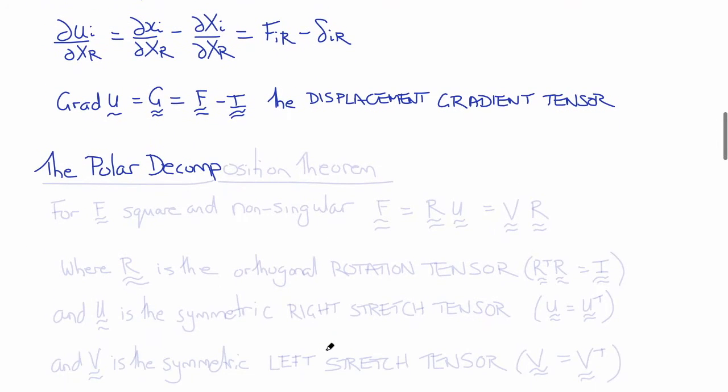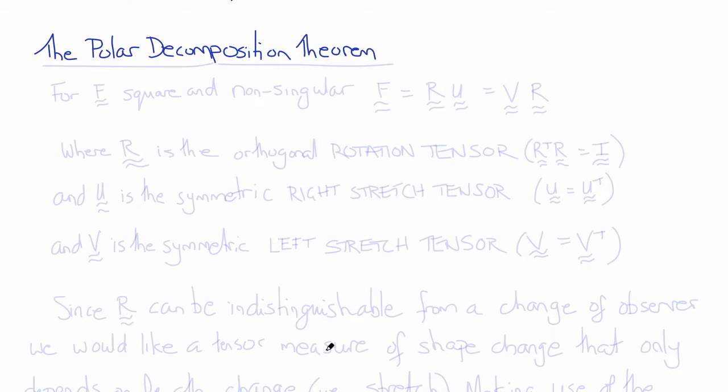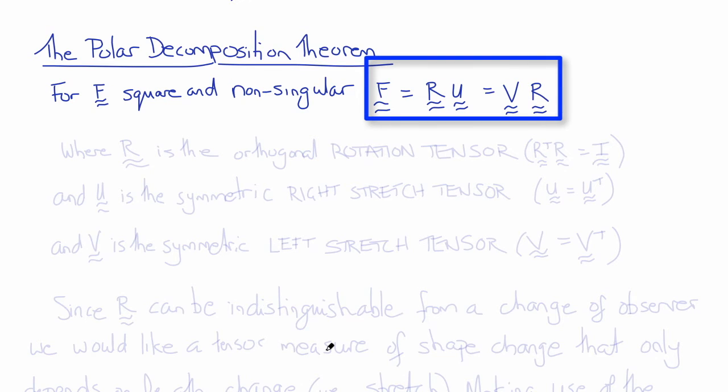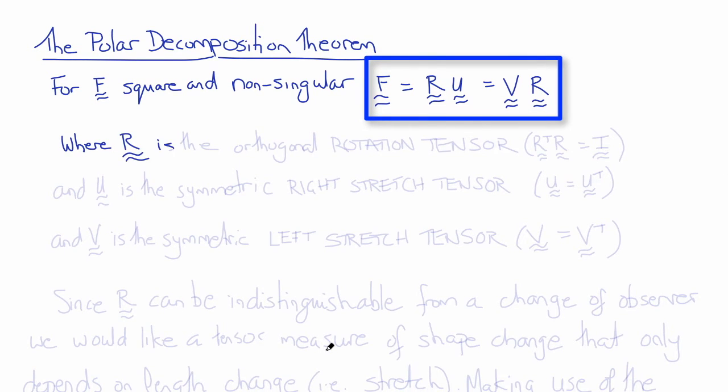But it's the deformation gradient tensor that we'll use most, and that's thanks to the polar decomposition theorem. The polar decomposition theorem states that for a matrix or tensor such as F that is square and non-singular, it can always be decomposed into the product of R, an orthogonal rotation, and U, a symmetric tensor, or alternatively, the product of the symmetric tensor V times R, the orthogonal rotation. So here, R is the orthogonal rotation tensor, it has the property that R transpose R equals I, or R R transpose equals I.